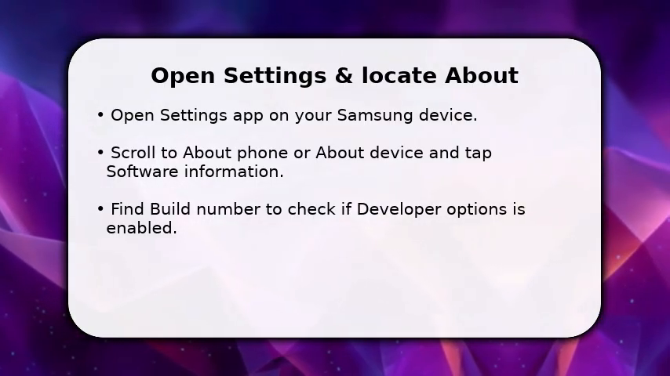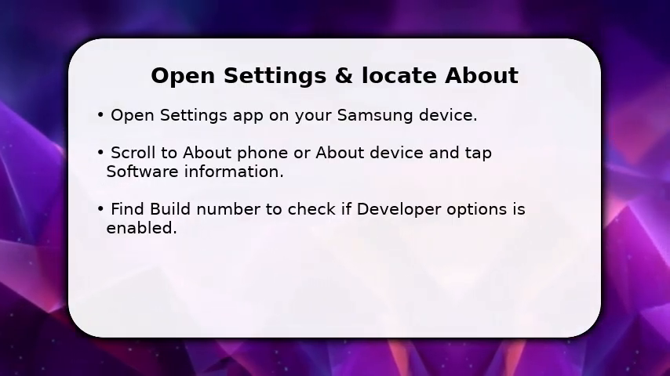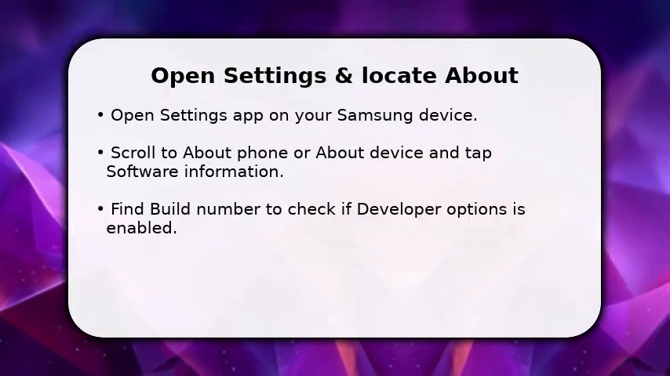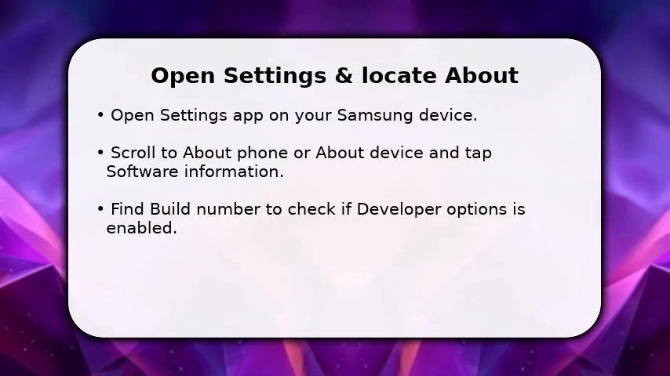Once done, go back to the main settings list. Developer Options will either be present under System or Hidden. This first check prevents unnecessary steps and confirms the path for disabling USB debugging and developer access.